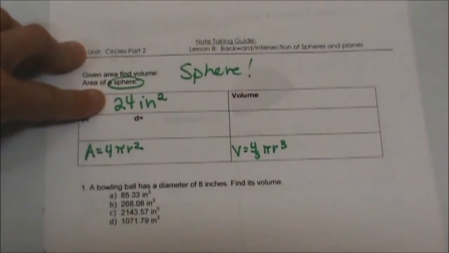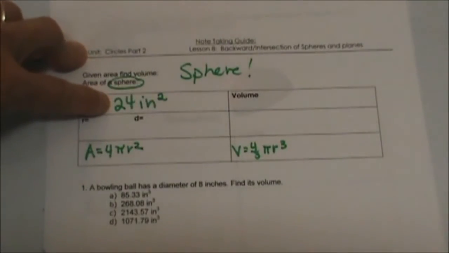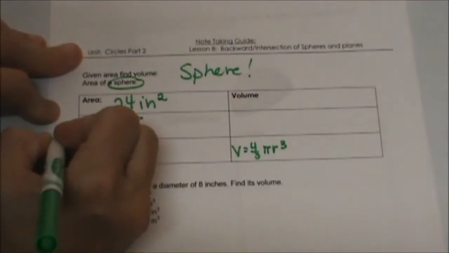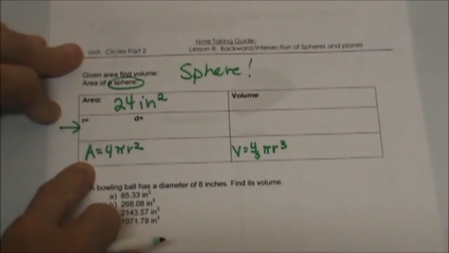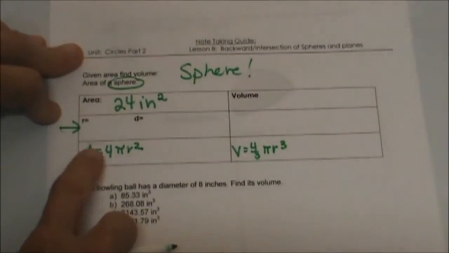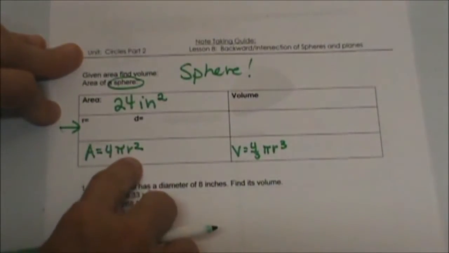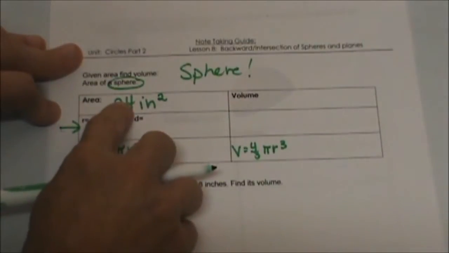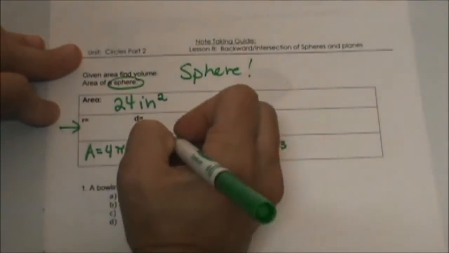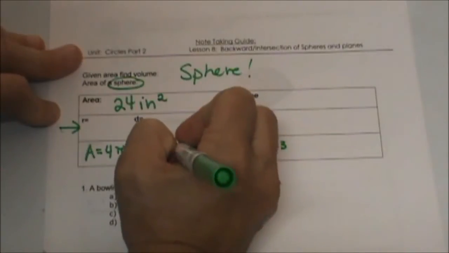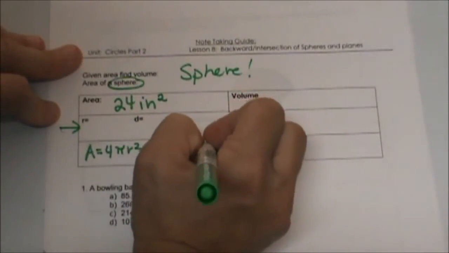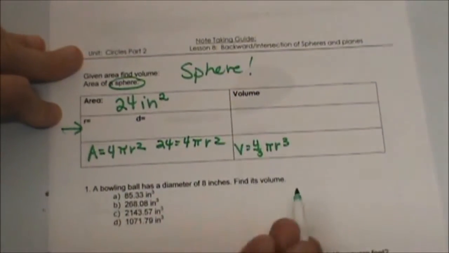Okay, so we're given a problem where a sphere has an area of 24 square inches. We're going to first have to find the radius and the diameter, and we're going to do that by using the area formula. The area formula is equal to 4 pi r squared. So I'm going to plug in my 24 right here for the area because that's what I know. So 24 is equal to 4 pi r squared, and then I've just got to solve that.